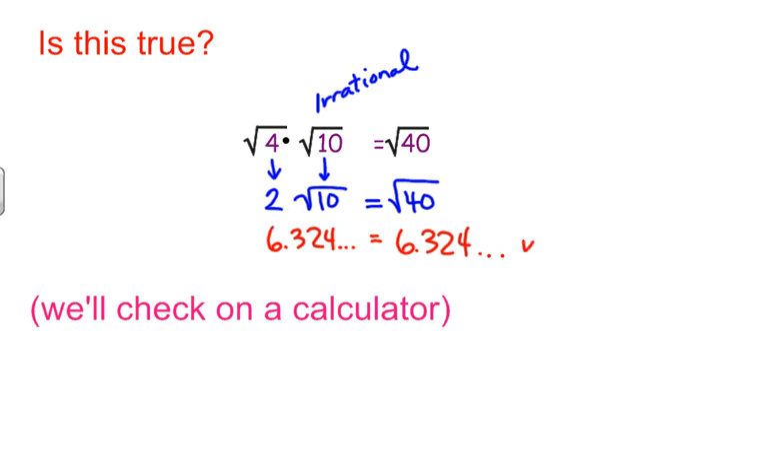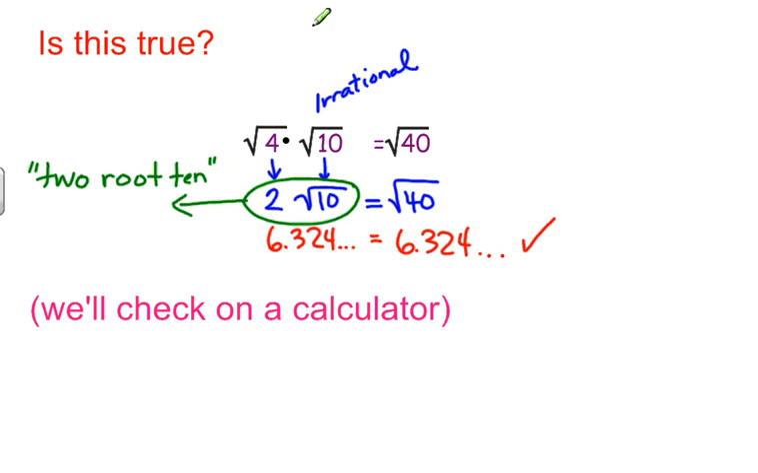So this worked too. It looks a little bit weird because the square root of 10 didn't get broken down anymore, but this part did. And I'd like you to add to your notes the way that we say this right here. On your notes, you're going to write down in quotes: the way we say this is "2 root 10," which means 2 times the square root of 10.